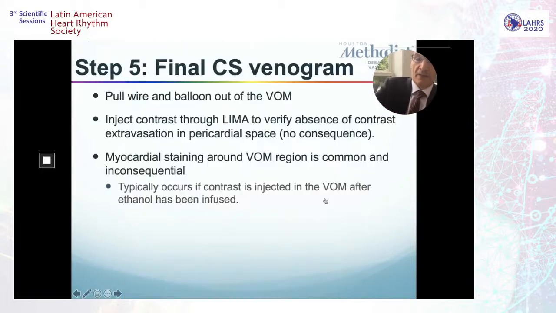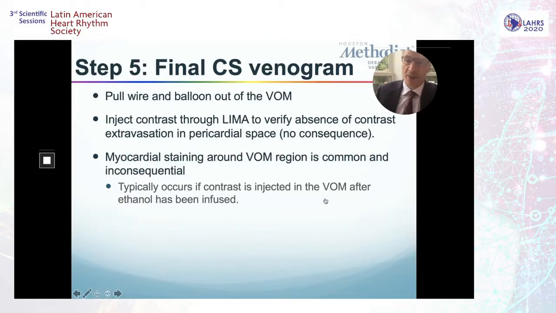In this case, we only gave 3 because this vein of Marshall was relatively small. I like to do a final CS venogram. We pull the wire and the balloon out of the vein of Marshall and inject contrast through the Lima to verify absence of contrast extravasation in the pericardial space.